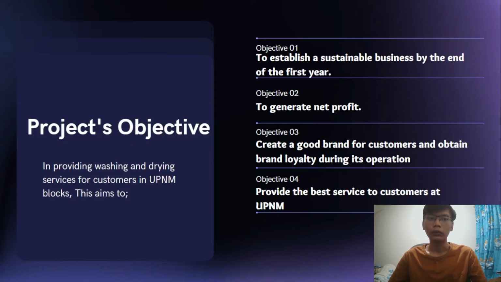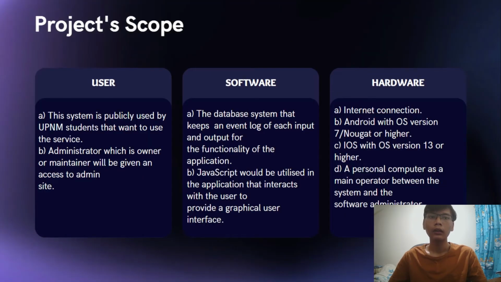So the objective is providing washing and drying services for customers in UPenM blocks. This aims to establish a sustainable business by the end of the first year, to generate net profit, create a good brand for customers and obtain brand loyalty during its operation, and provide the best service to customers at the UPenM. So the scope, we start with the user.